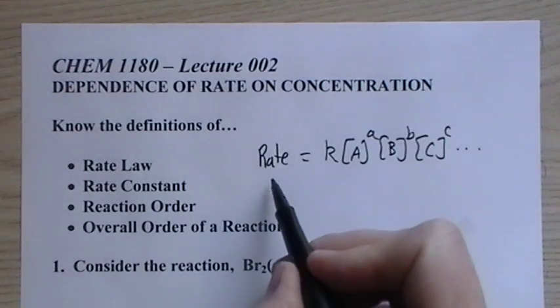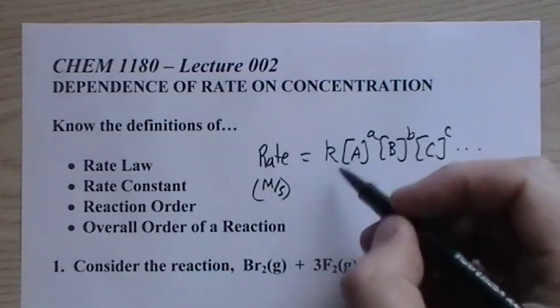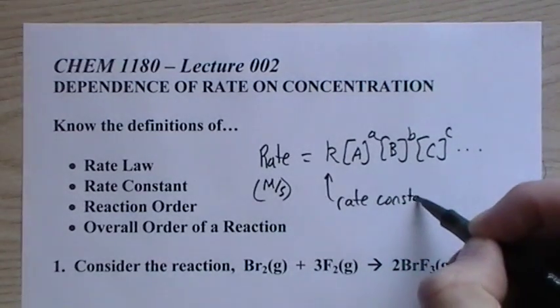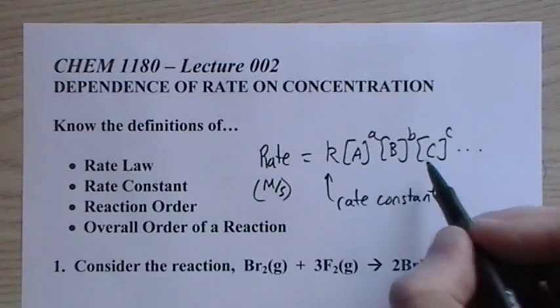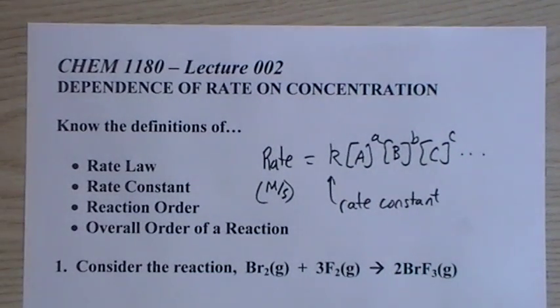The rate is given in molars per second. Should know that. We already talked about that. And then we have this rate constant. It's a proportionality constant. Then each A, B, and C are reactants. And then we have their coefficients up on top. And each reaction has its own rate law of that form.